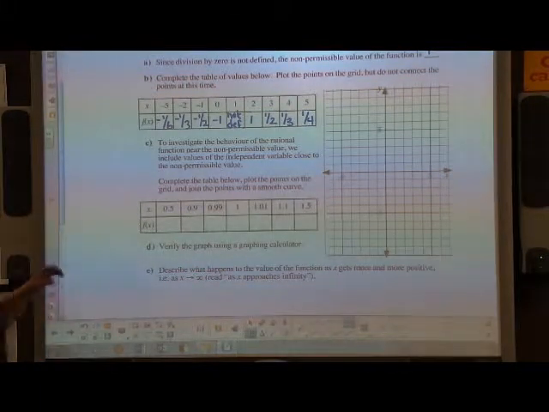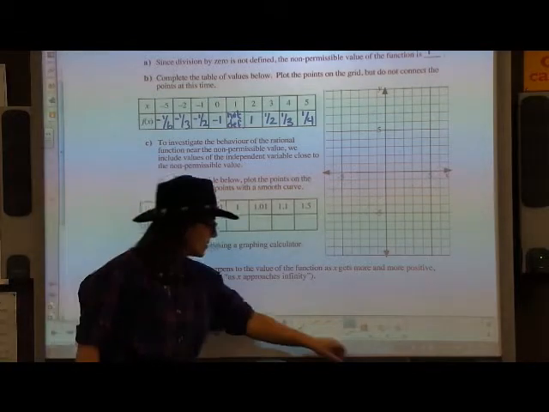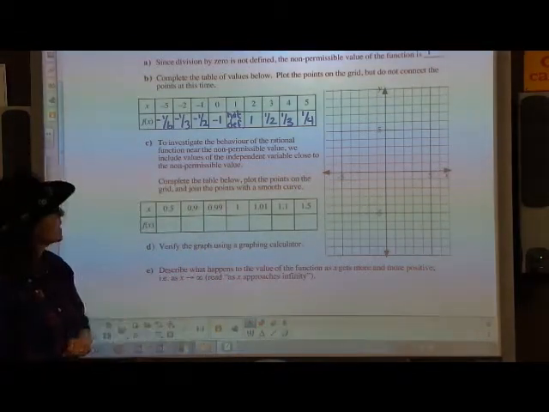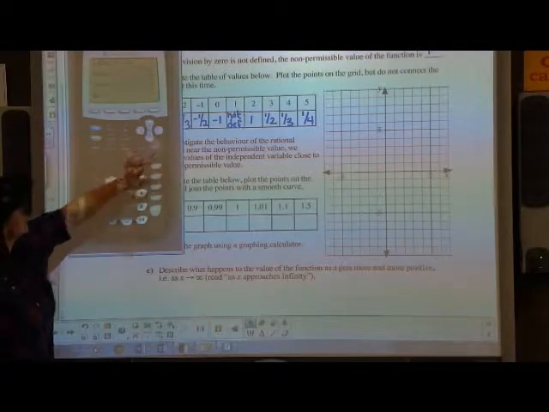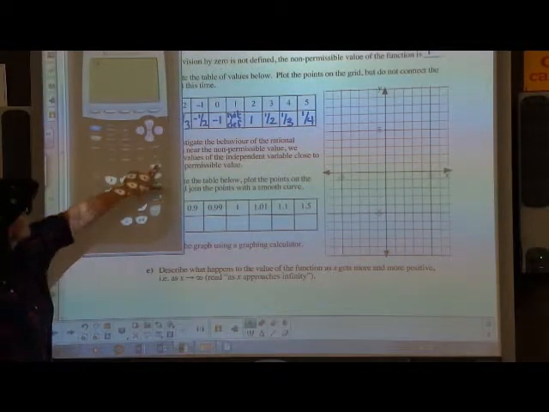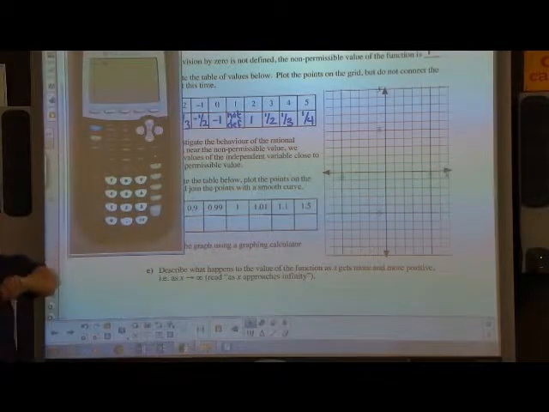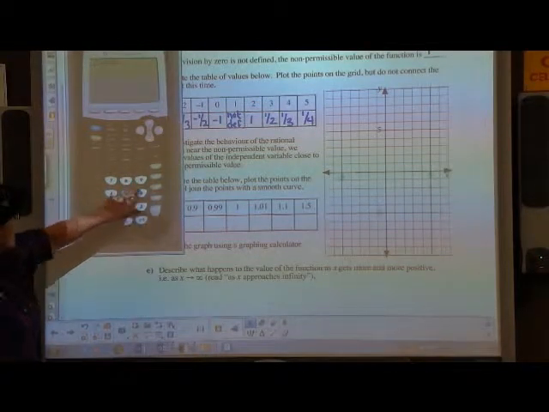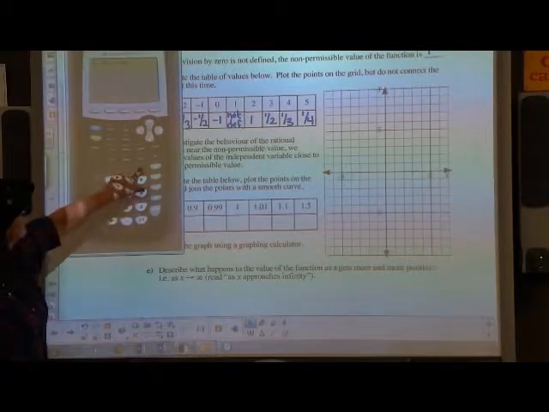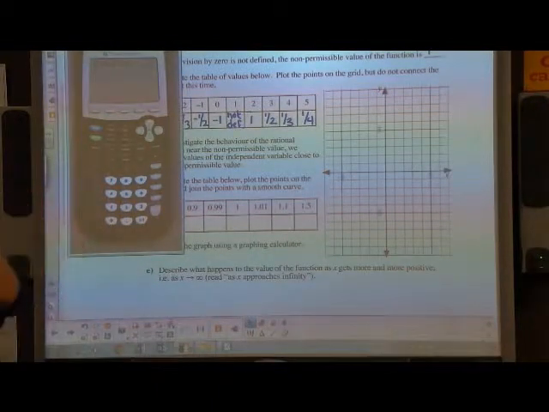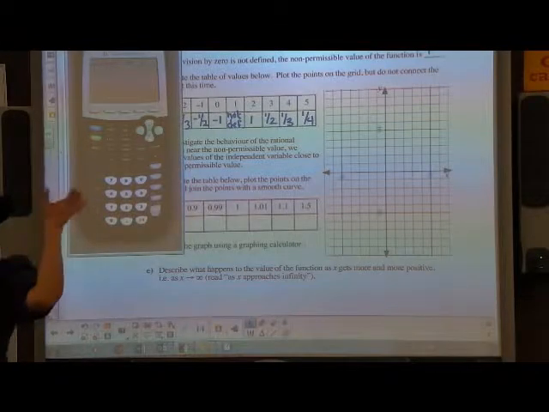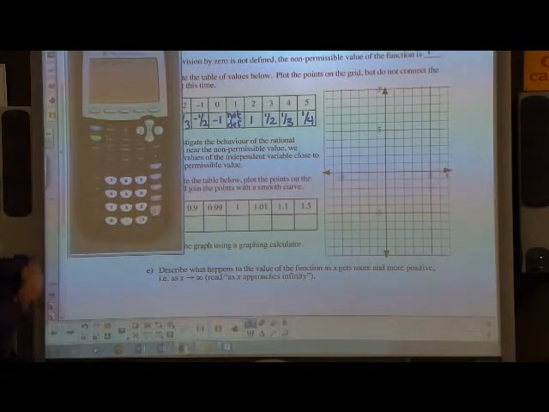So if x equals 0.5, and I want to use my calculator to help me with this, I would have 1 divided by, open bracket, 0.5 minus 1. I want to put that in brackets so that the calculator knows that calculation happens first, and then I divide 1 by that answer. So I get -2.